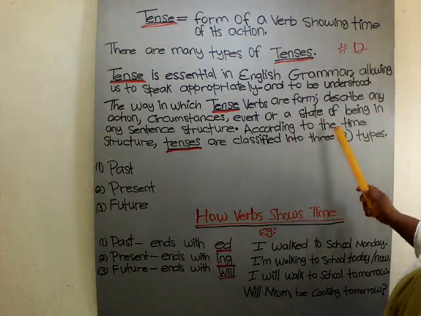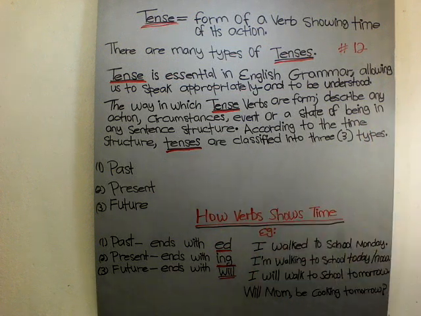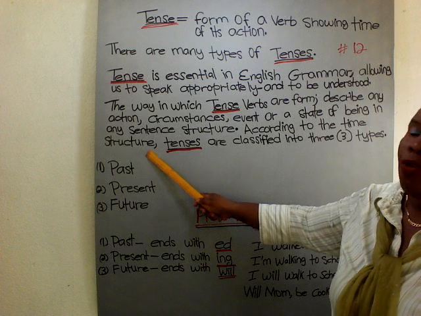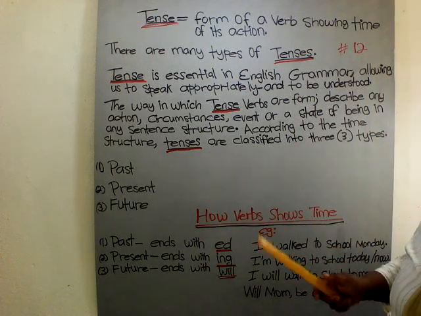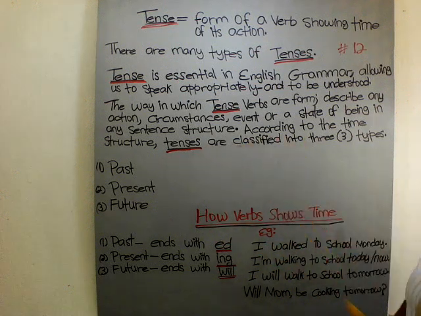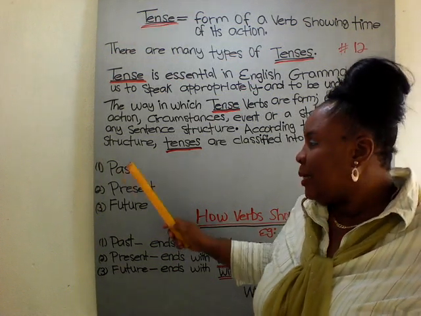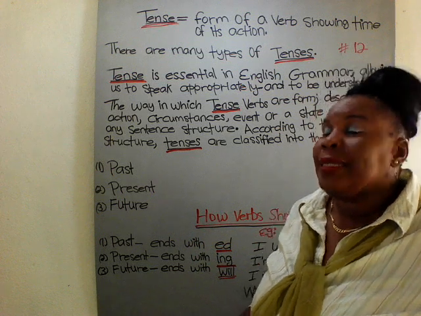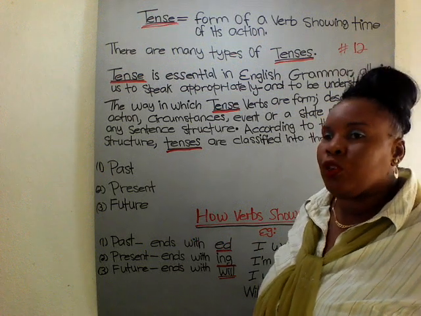Alright? According to the time structure, how the time is set up, tenses are classified in 3 types. So time structure is what? The past, the present, and the future. So when they're talking about time structure, they're talking about the past, the present, and the future.